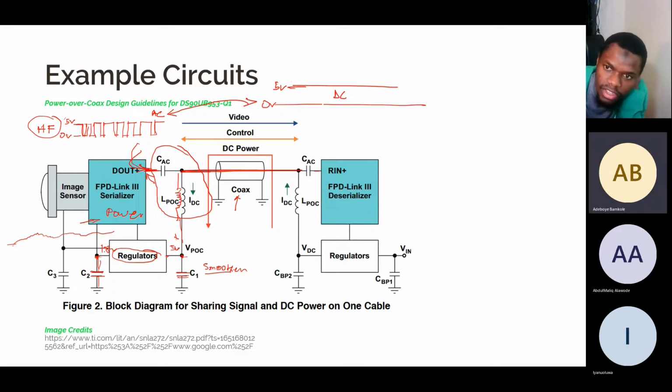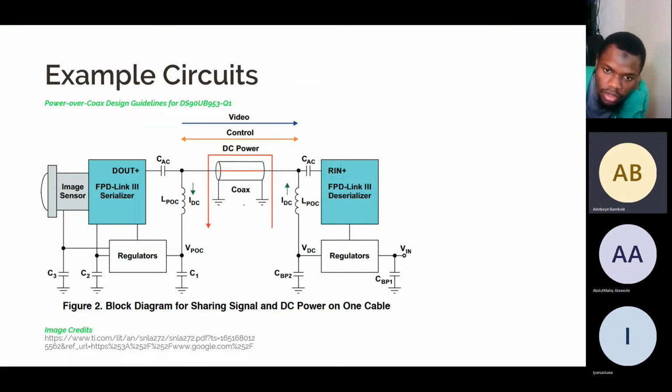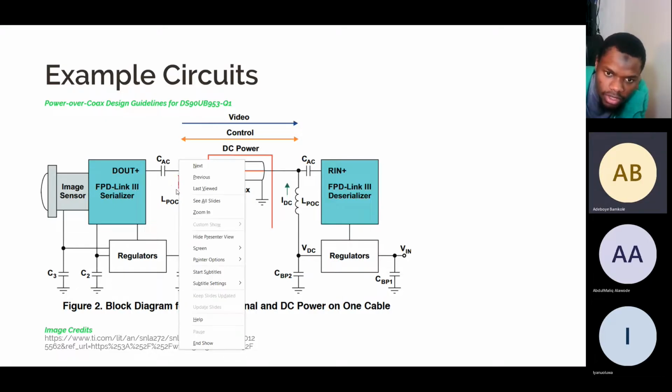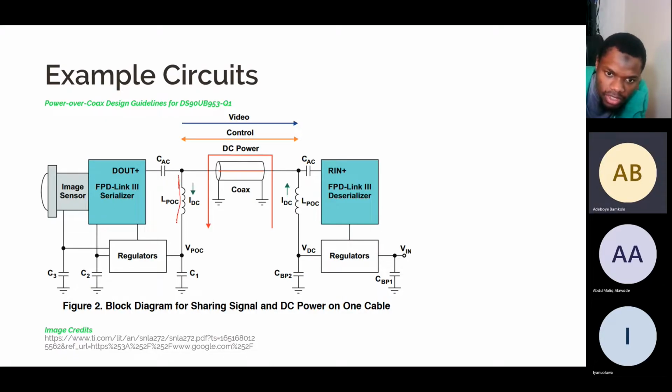How do I describe it? Let me clean up all of these things. Is there a way to quickly clean this up? Erase all ink on this slide. If you look at this inductor part, you can see that current is going through the inductor. But in the case of the capacitor, current is not going through. So what's happening is that the capacitor is trying to keep the voltage at this point the same.